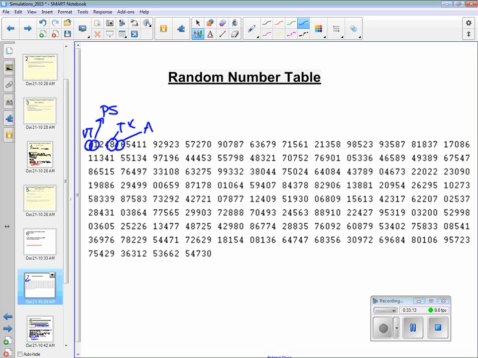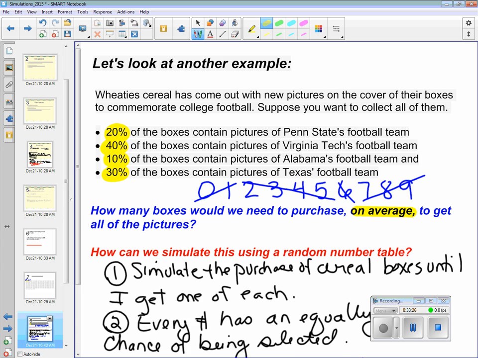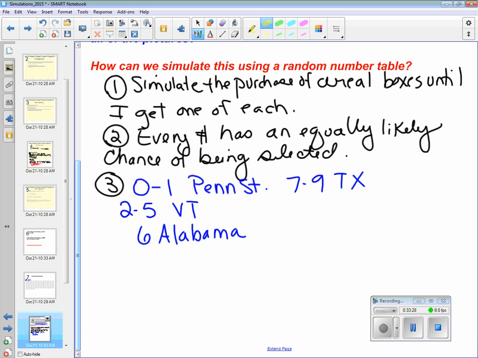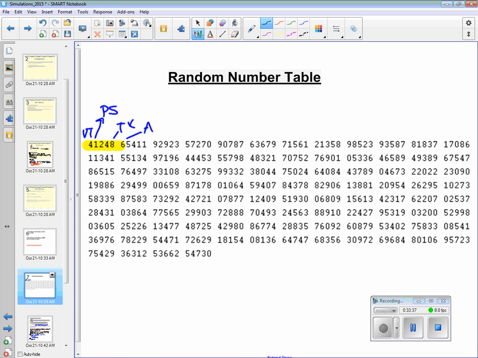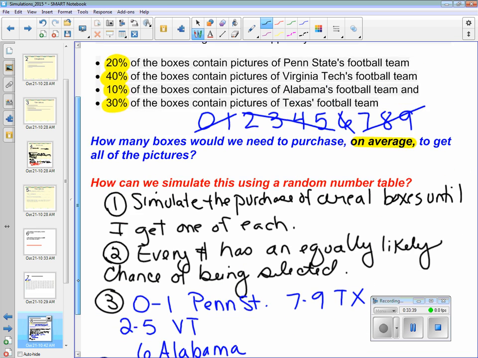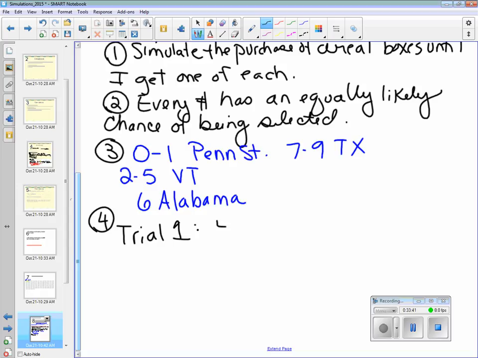4, 1, 2. Let me just, so hang on. 4, 1. I'll highlight it, make it better. So we can stop here at that 6. Would you agree? That's an entire trial. 4, 1, 2, 4, 8, 6. So I'm just going to write that down here. In number 4, trial 1 was, again, the digits were 4, 1, 2, 4, 8, 6.